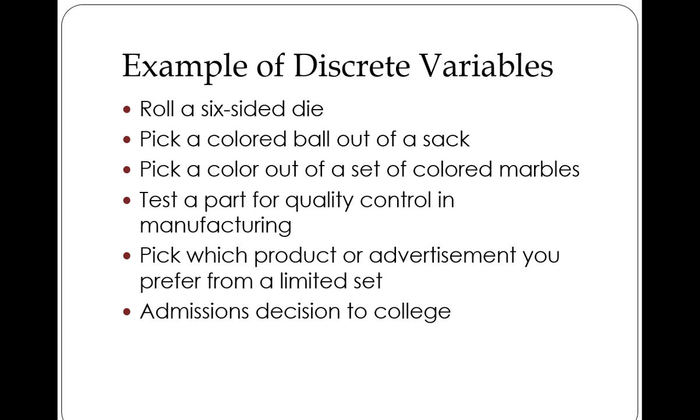If we have a set of products or advertisements and we ask you to pick the one that you prefer or that is your favorite from those, that's discrete. And an admissions decision to college, you get admitted or you don't get admitted or you get waitlisted, those are discrete variables. So we've talked about all of those kinds of variables before. Now we're going to make them do a little bit more work.